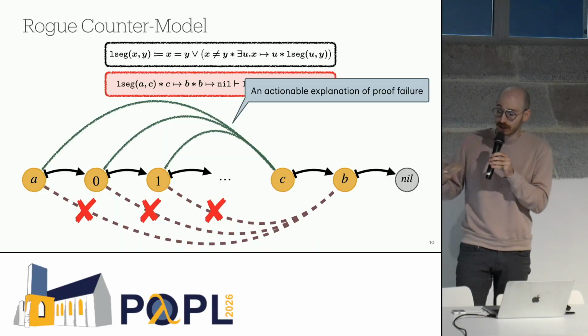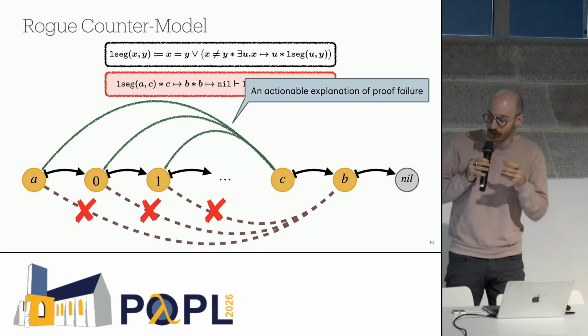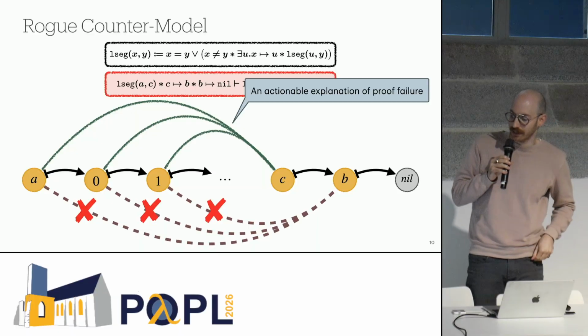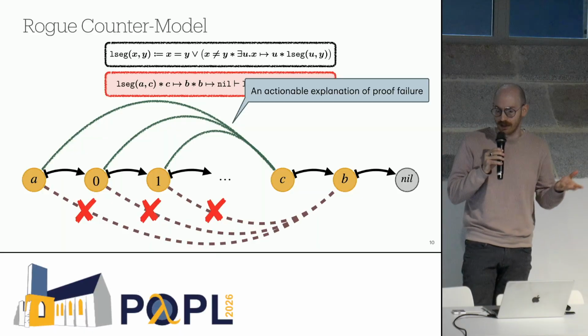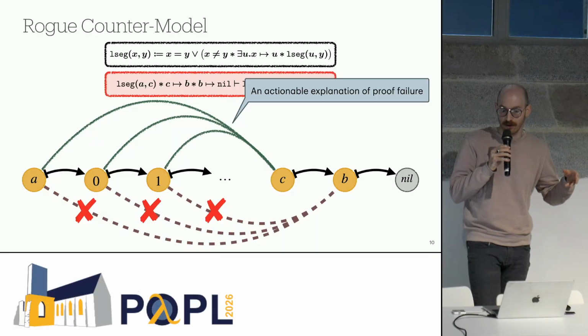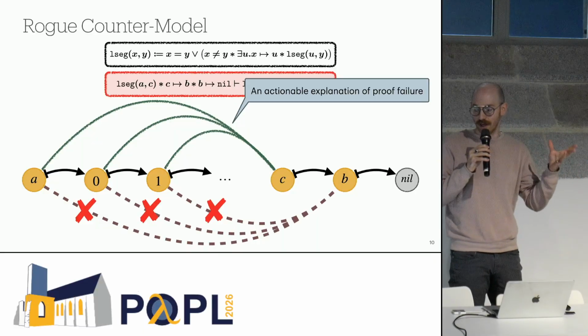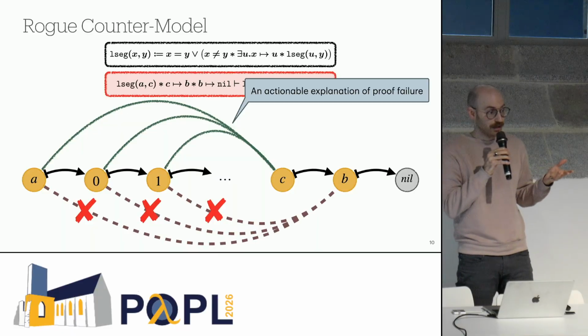And why is it actionable? Well, maybe looking at this model helps you understand that there's something funky going on with LSEG AC, and maybe we need induction there, right? There's infinitely many elements that are in relation, LSEG relation with C, so maybe induction would help.